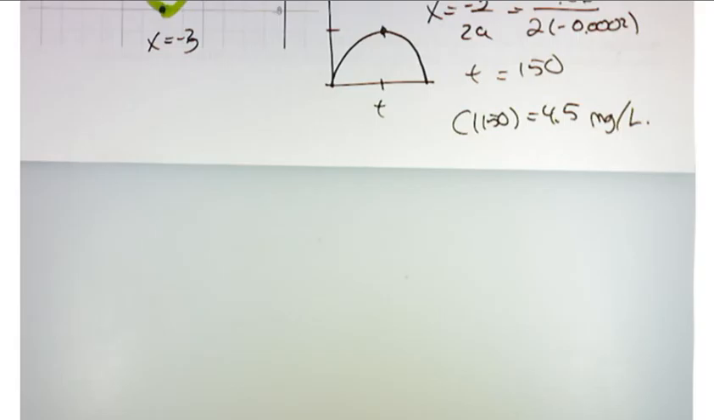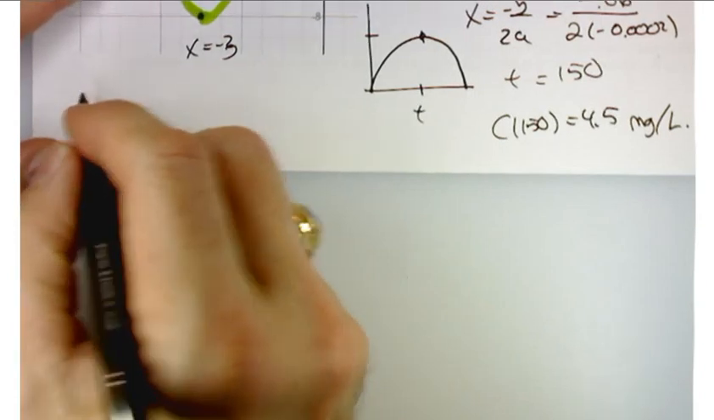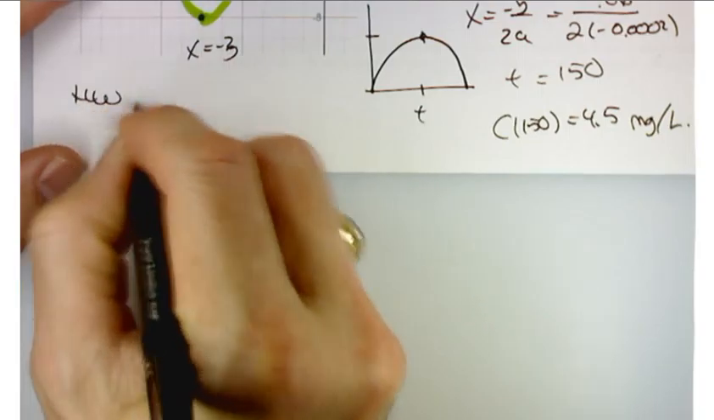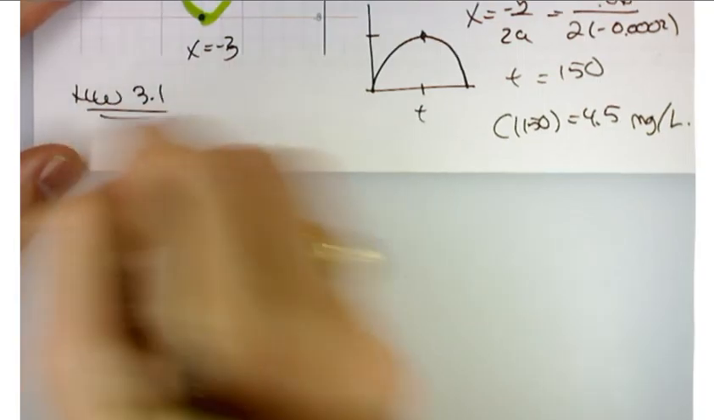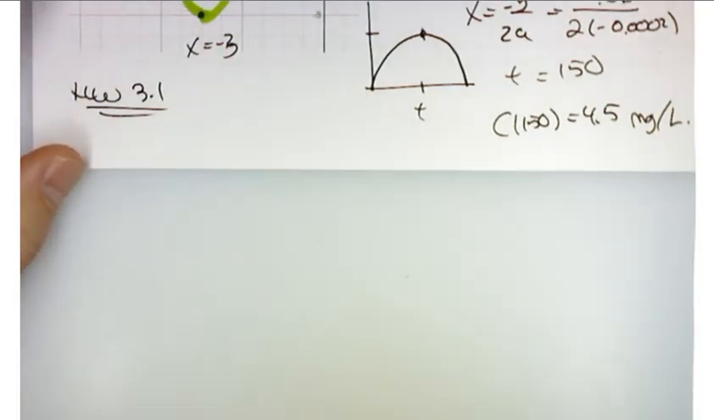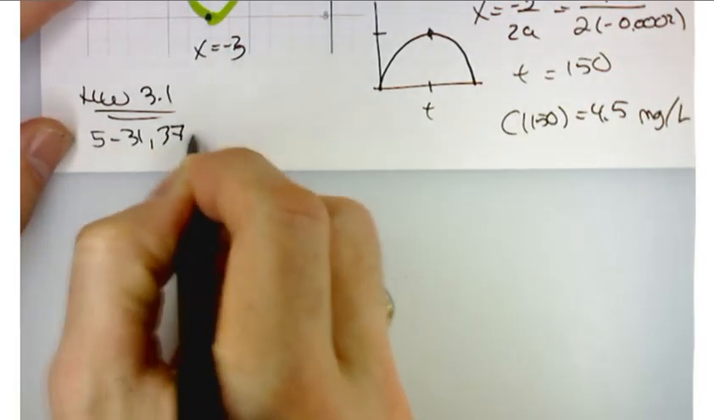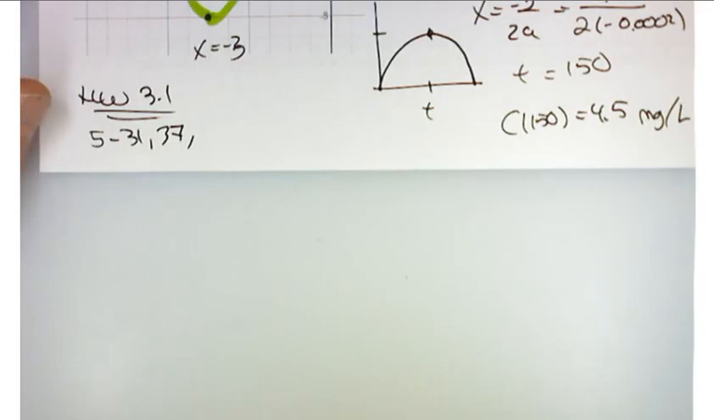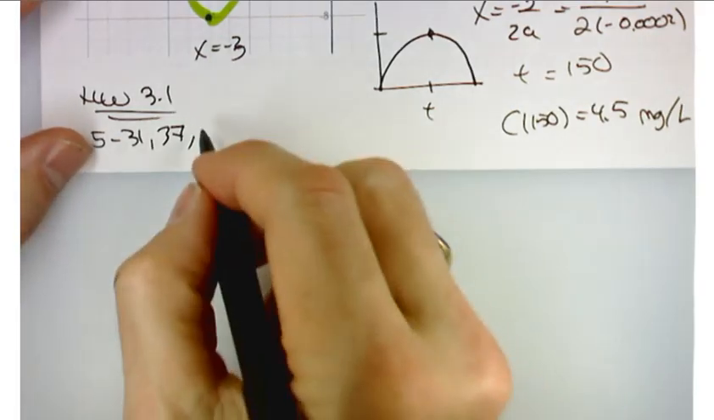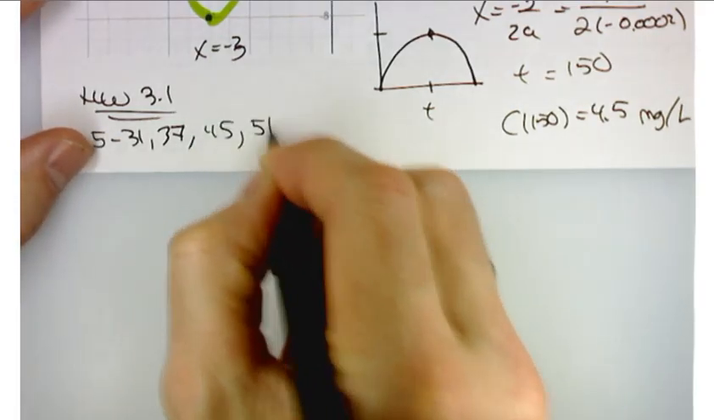For homework, section 3.1, try 5 through 31, 37, 45, 51, and 53.